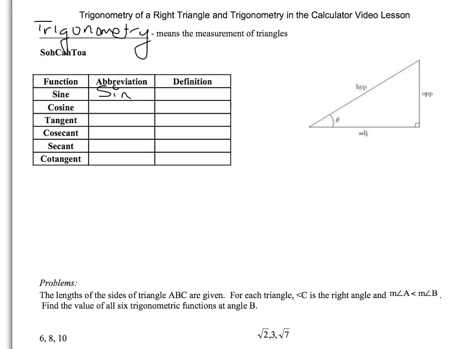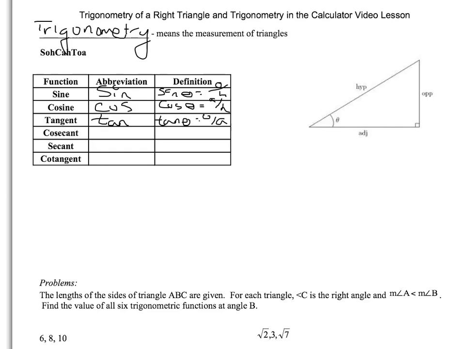So I'm just going to say sine of theta, my angle, is equal to opposite over hypotenuse. The abbreviation for cosine is cos, C-O-S. Cosine is adjacent over hypotenuse, so A over H. The abbreviation for tangent is T-A-N. And tangent is opposite over adjacent.